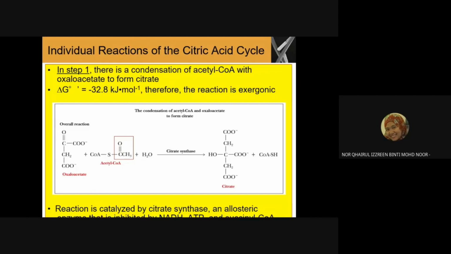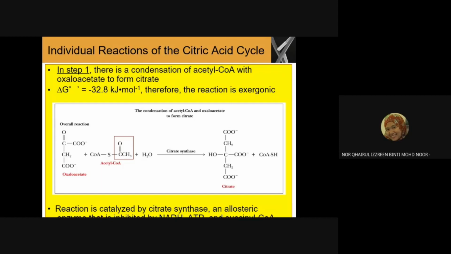That is why this overall reaction includes a water molecule, because of the second step, the hydrolysis reaction. So the first step is oxaloacetate plus acetyl-CoA producing citryl-CoA. And the second step is citryl coenzyme A plus a water molecule producing citrate. This reaction is catalyzed by citrate synthase, an allosteric enzyme that is inhibited by NADH, ATP and succinyl-CoA.